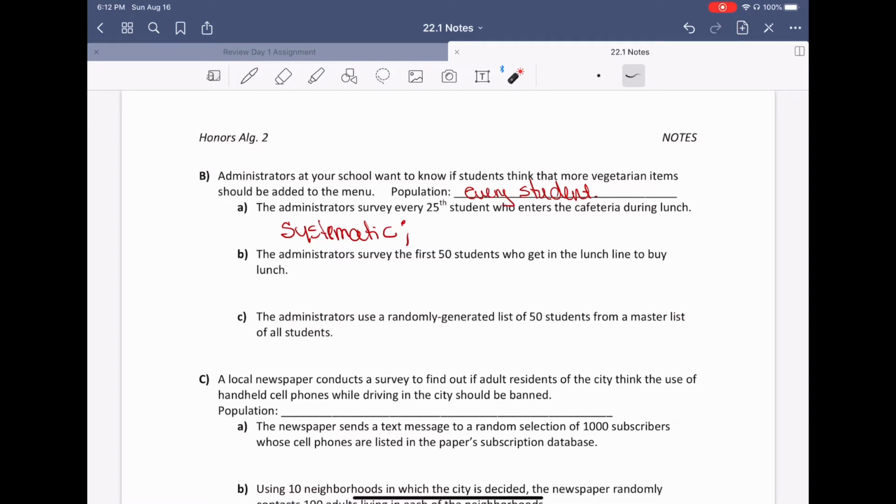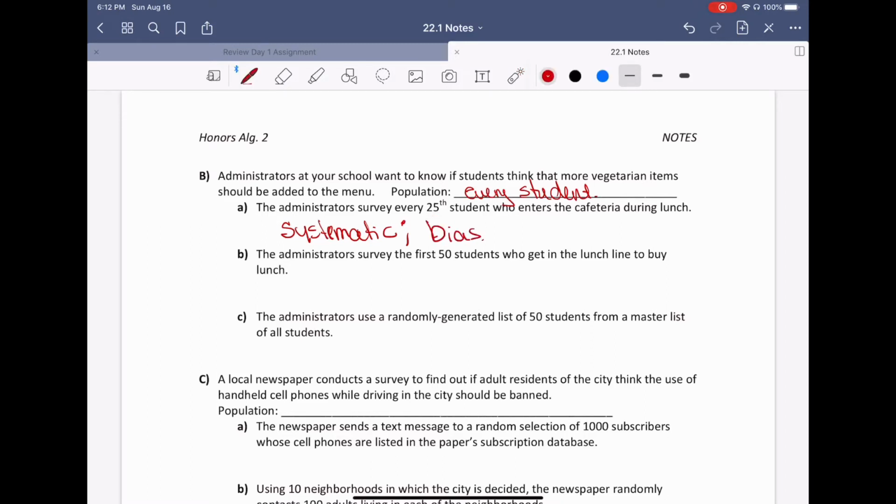What if you're one of the last people to enter, right? They're going to survey every 25th student. Are they going to be there the entire lunch? It doesn't specify. So in this case, you could say there is a bias. You could say there's no bias. Personally, I think there is a bias.